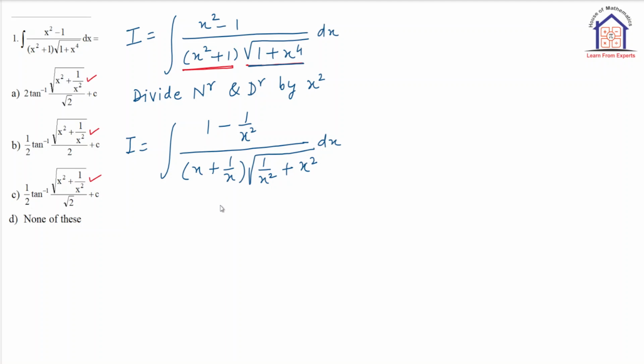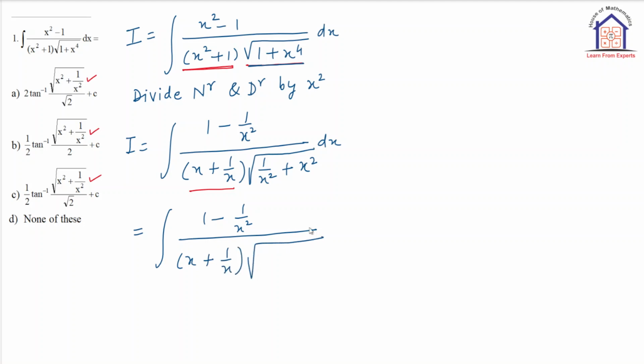Okay. Now I have to substitute here x plus 1 by x equal to t, whose derivative is 1 minus 1 by x square. I have to substitute this as t, whose derivative is 1 minus 1 by x square. So for that, I will make some adjustment here. Observe this step again.